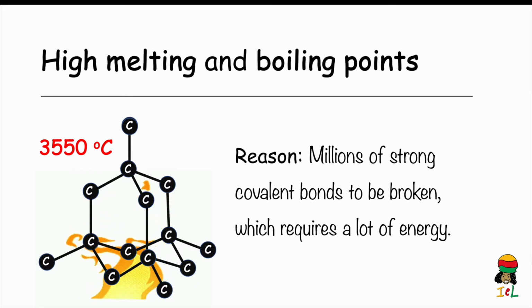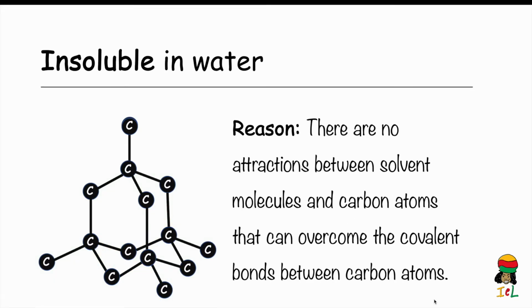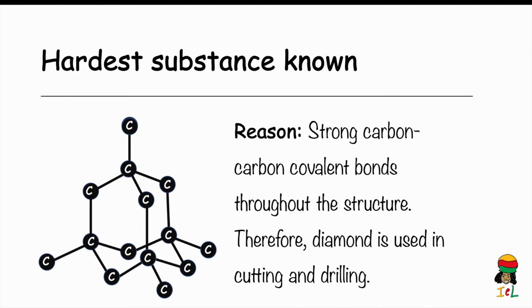3,550 degrees Celsius. Diamond is insoluble in water and organic solvents because there are no attractions between the solvent molecules and the carbon atoms that are strong enough to overcome or break the covalent bonds between carbon atoms. Diamond is one of the hardest substances known. This is so because it would be difficult to break the millions of strong covalent bonds that exist between the carbon atoms throughout the giant covalent structure of diamond.